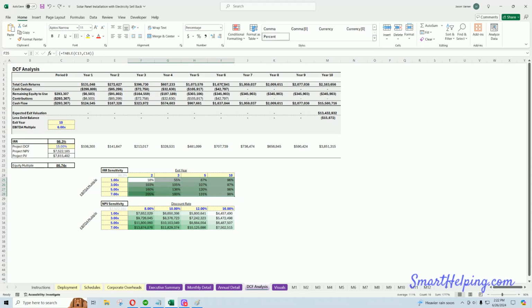So it's running this entire model 16 times to figure out, okay, here's what the IRR is if everything in the model is the same and you change the exit year and the EBITDA multiple. Here's your resulting IRR. Same with the net present value sensitivity, but this is doing changes in discount rate and EBITDA multiple and how that affects the net present value of the project. So I think that's important to know.